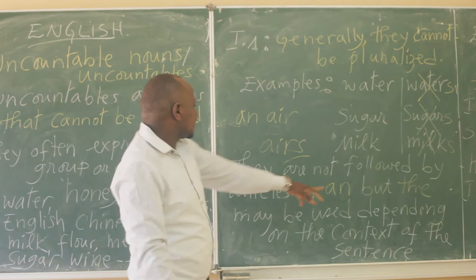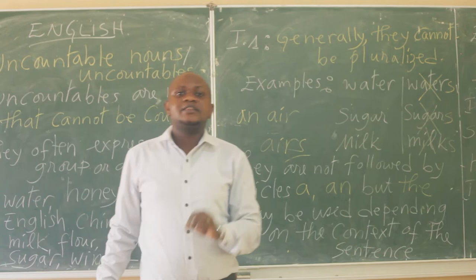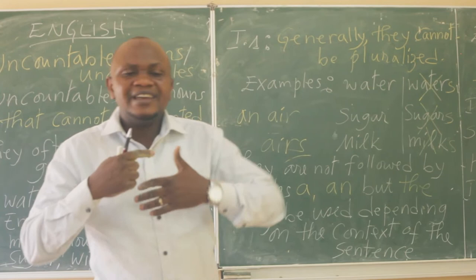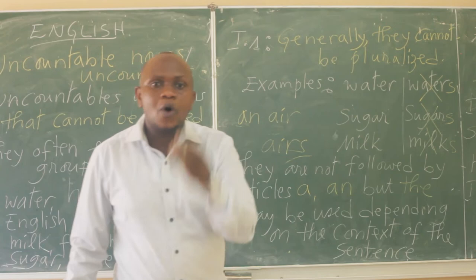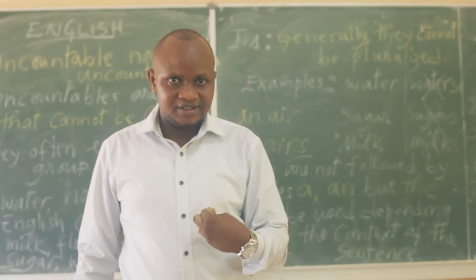But here, they may be used depending on the context of the sentence. They ishobora gukoreshwa hitawe cyangwa se tugendeye kuri kubyo interuro idusaba cyangwa se itwereka. For example, you may say the water in the calabash is very dirty. Amazi ari mu gacuma agize ate aranduye.